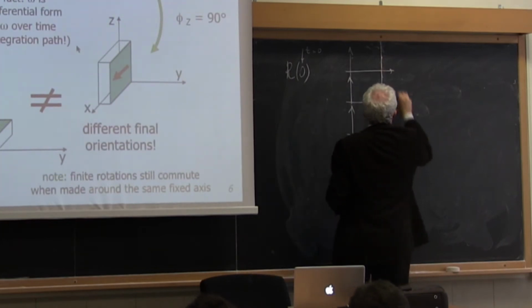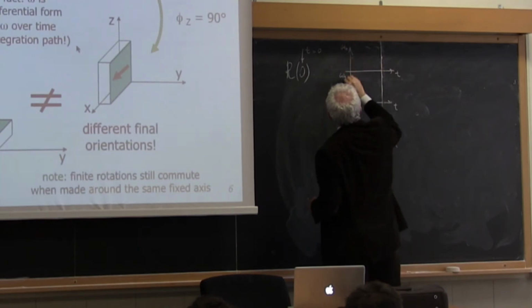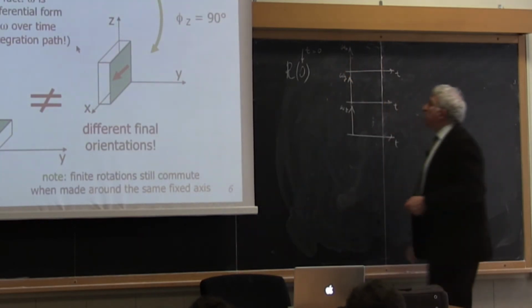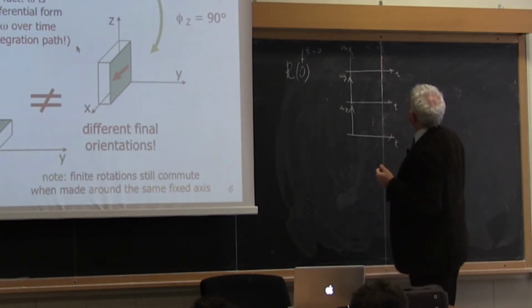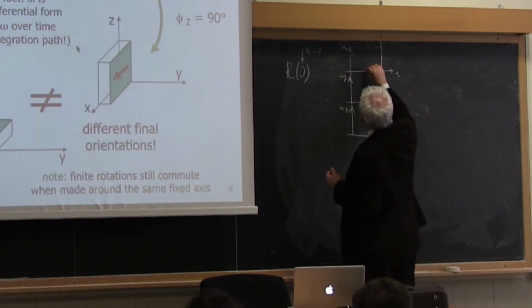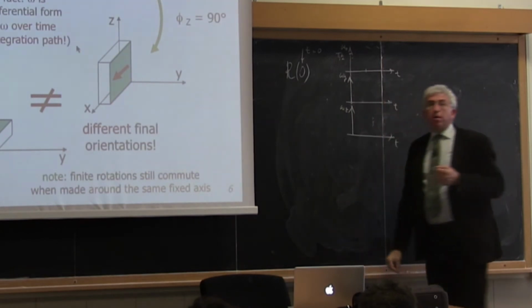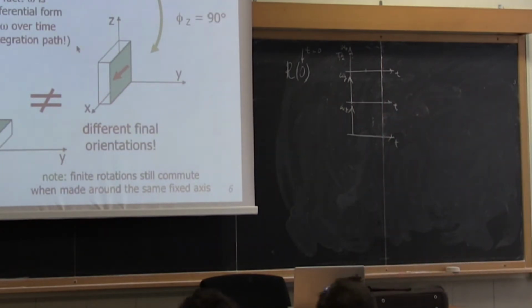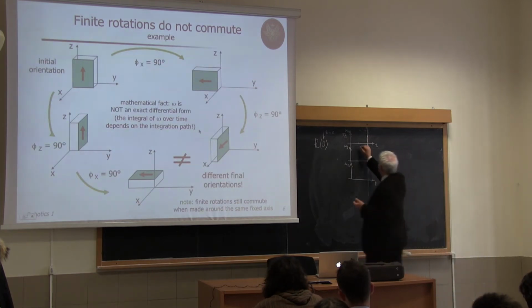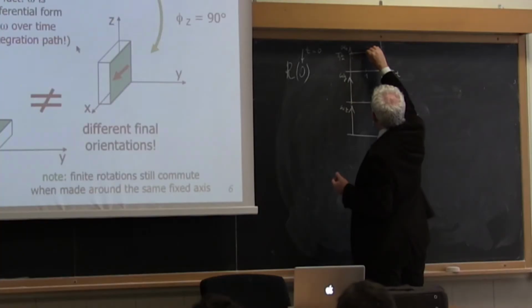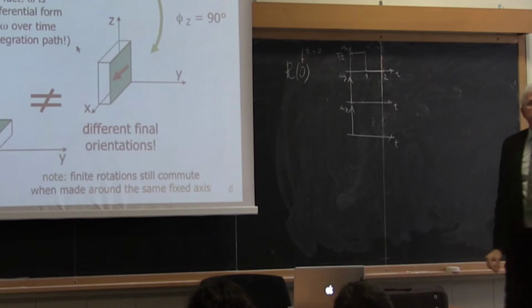This is time. Suppose that this is omega x, this is omega y, and this is omega z. Suppose that you want to rotate at the speed of pi over 2 radian per second, which means 90 degrees per second, for 1 second. And then you stop. And then the motion ends at time 2.